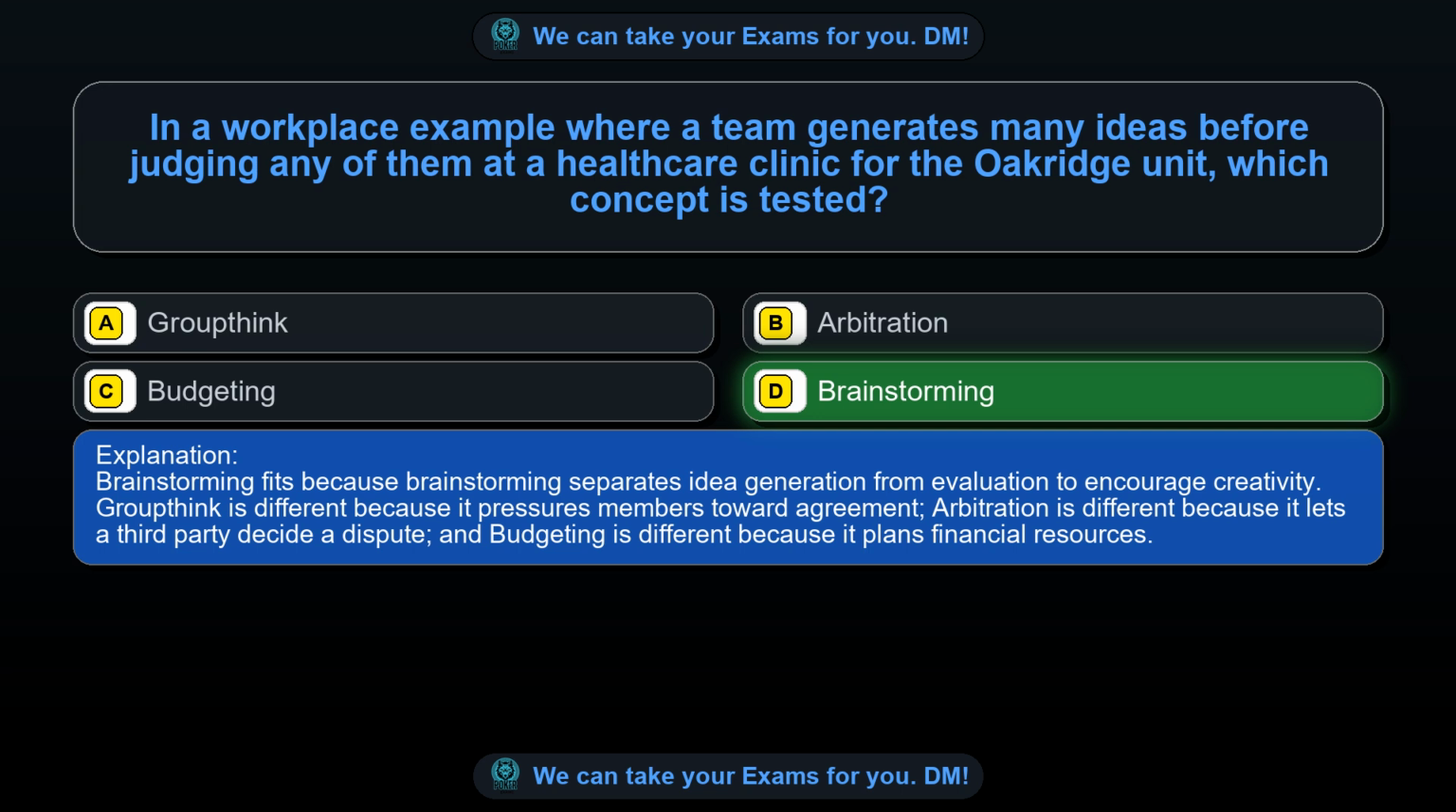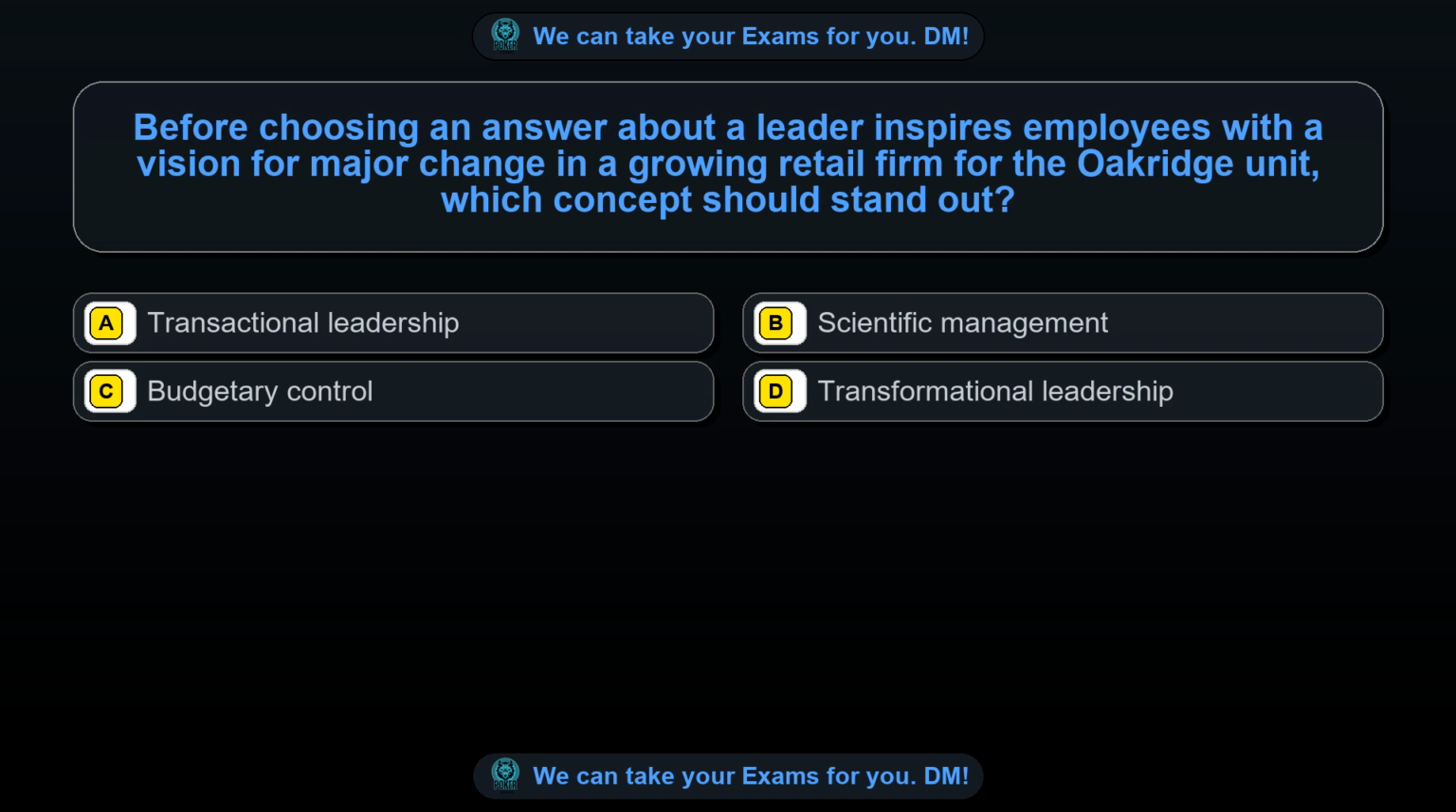Question 90. Before choosing an answer about a leader who inspires employees with a vision for major change in a growing retail firm for the Oak Ridge unit, which concept should stand out? Option A, transactional leadership. Option B, scientific management. Option C, budgetary control. Option D, transformational leadership. The correct answer is option D, transformational leadership.